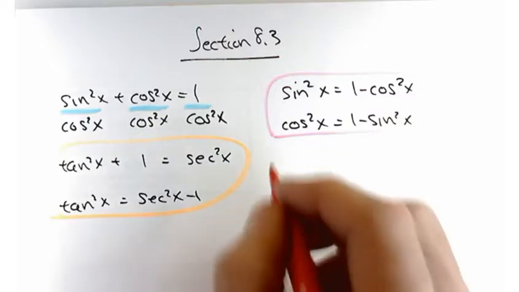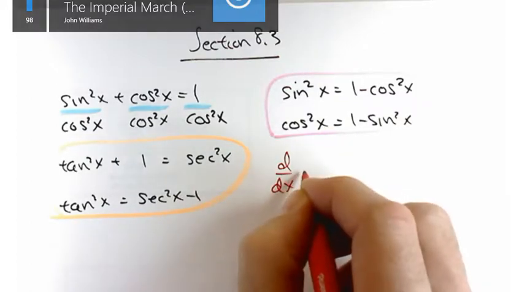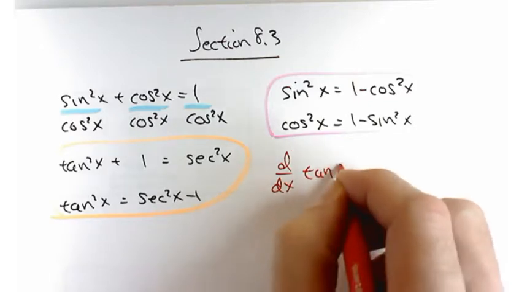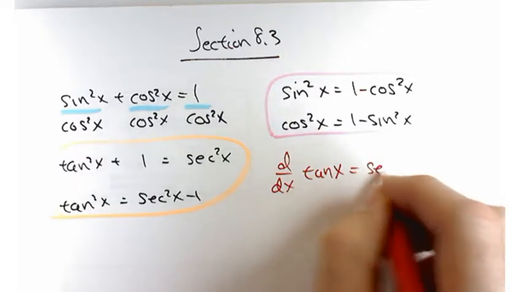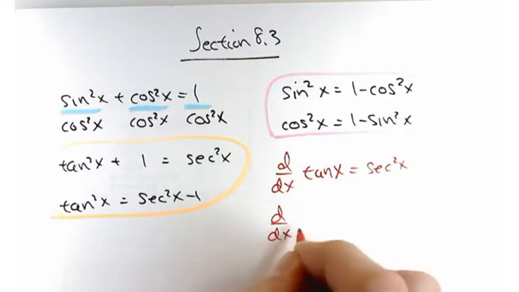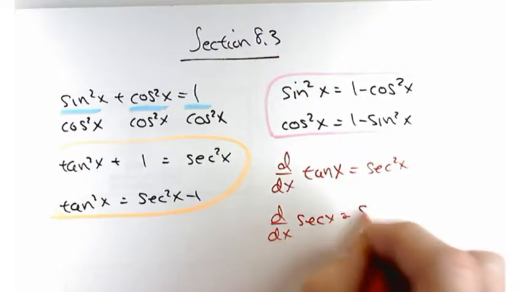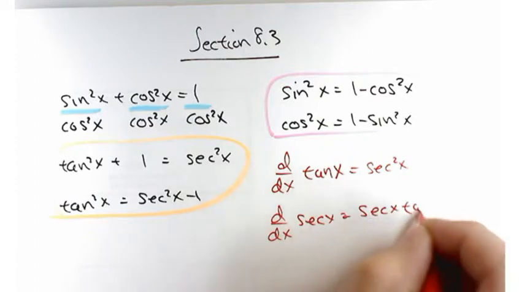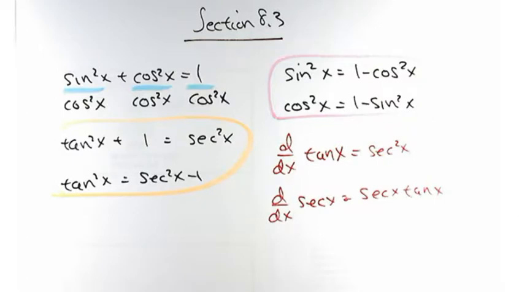Now one other reminder here. That is the derivative of the tangent function. What's the derivative of tangent? Secant squared. And the derivative of the secant function? Yeah, secant tangent. All right, so we're going to use these. I assume you know the derivatives of sine and cosine.